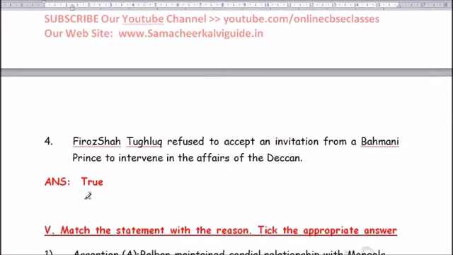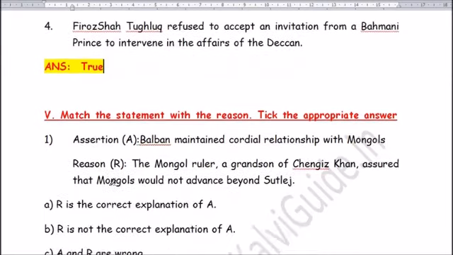Question number 4. Firoz Shah Tughlaq refused to accept an invitation from a Bahmani prince to intervene in the affairs of the Deccan. The answer is true. He refused to accept an invitation from the prince to intervene in the affairs of Deccan. He was a very peace-loving king.